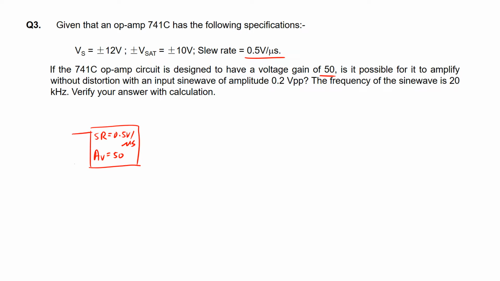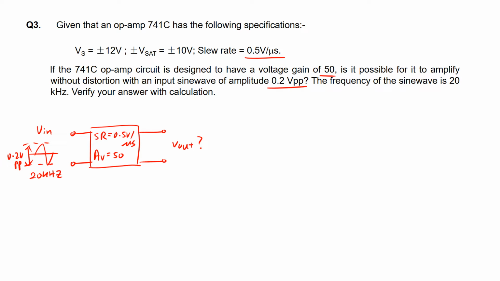Then on the left side, this is our input side, and we have information about this also given in the question. This is the Vin. The Vin is given as a sine wave with amplitude of 0.2 volts peak to peak. For the output side, there's no information at all. We are also given a sine wave frequency of 20 kilohertz.